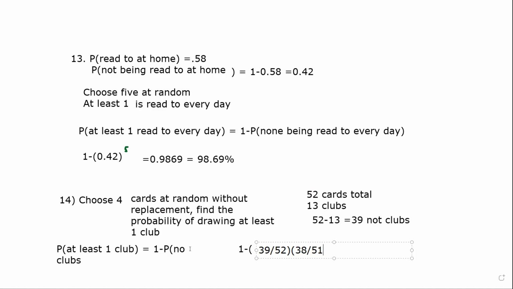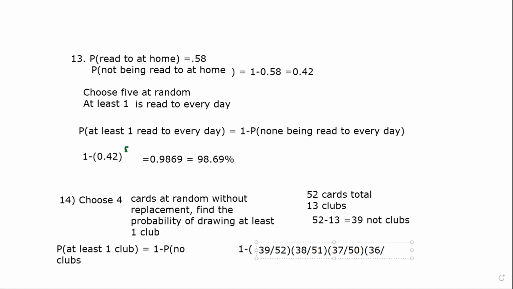Because if there's at least one club, then I don't want these to be the probability of no clubs. So 39 of 52, 38 of 51, right? Then 37 of 50, and 36, that's one way of doing it.